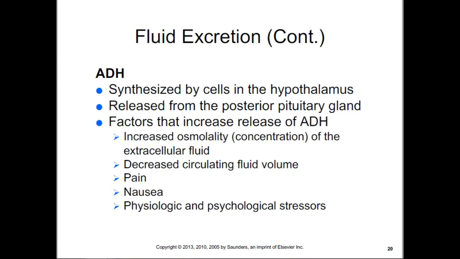The factors that release ADH are increased osmolality of the extracellular fluid, right? So if we have increased osmolality, we want to increase the amount of water so we can decrease the osmolality. Decreased circulating fluid volume, because then, remember, when we reabsorb sodium, water follows, we increase blood volume, right? And then pain, nausea, and also physiologic and psychological stressors can also play a role in releasing anti-diuretic hormone.